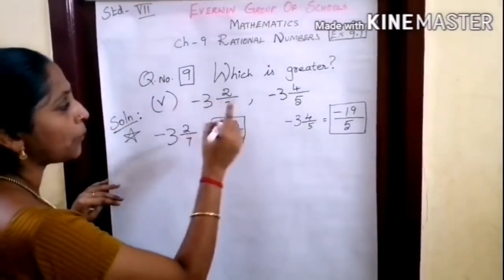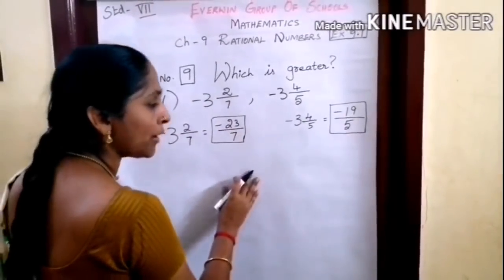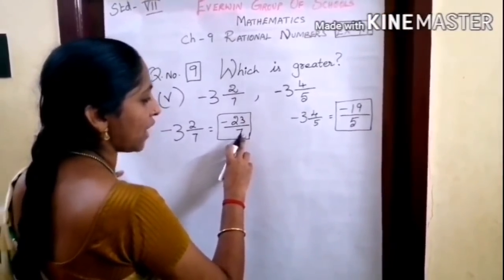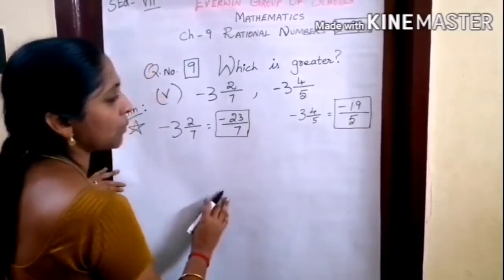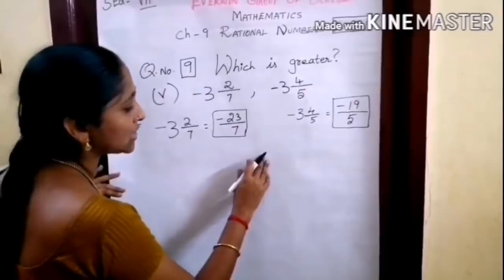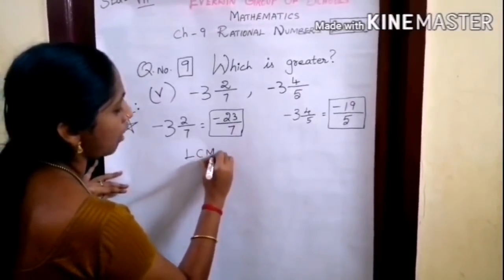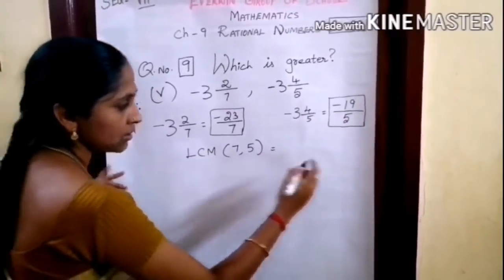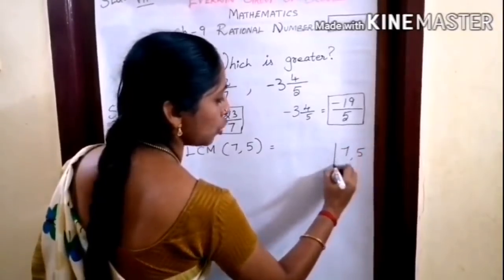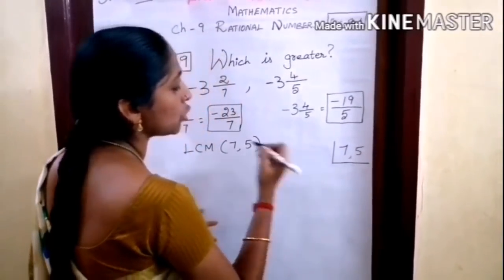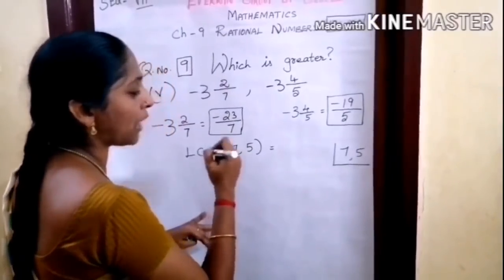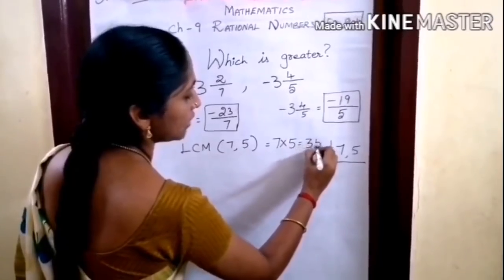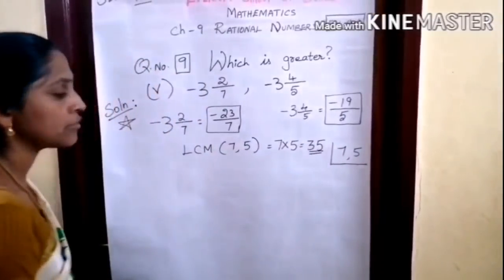Next, while comparing two rational numbers, the denominator should be the same. But look here, the denominator here is 7, here is 5. They are not the same. Hence we will go for LCM. LCM of 7 and 5. Is there any common factor? No, there is no common factor. So in this case, as I already told you, you can multiply directly. 7 into 5, 7 5s are 35. 35 is the LCM of 7 and 5.